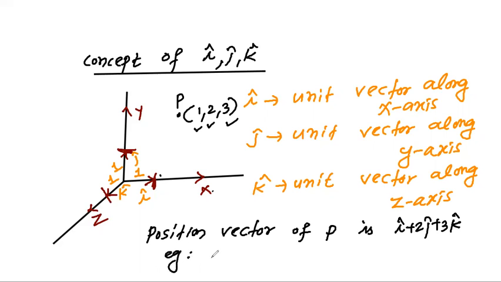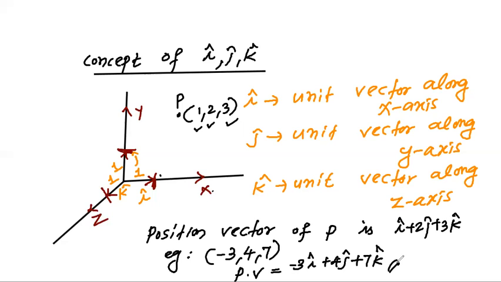Another example I will give you. Assume we have a point minus 3, 4, 7, whose position vector, let me write position vector in short as PV. PV is equal to minus 3i plus 4j plus 7k. So this is the position vector of the point minus 3, 4, 7. So now, if you are given a point, you know how to write the position vector of any point. To get the exact idea, let me give you one more example.